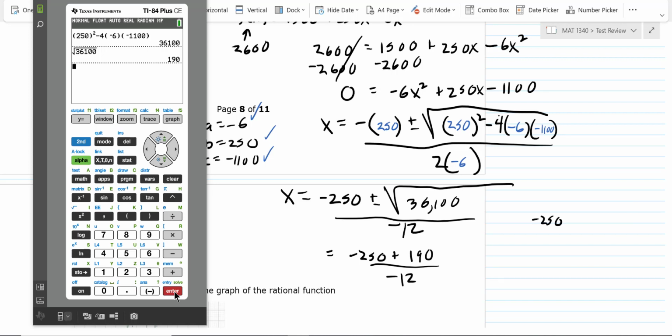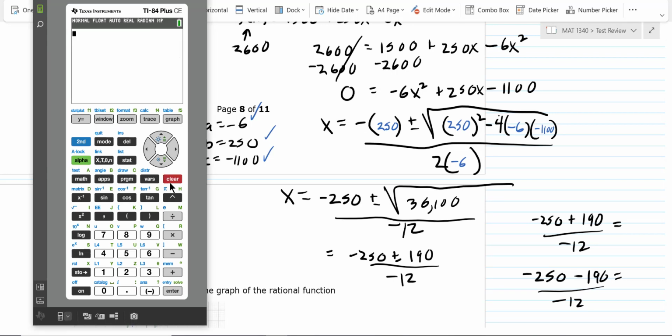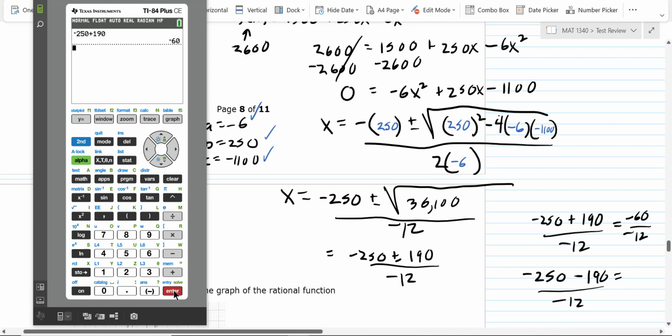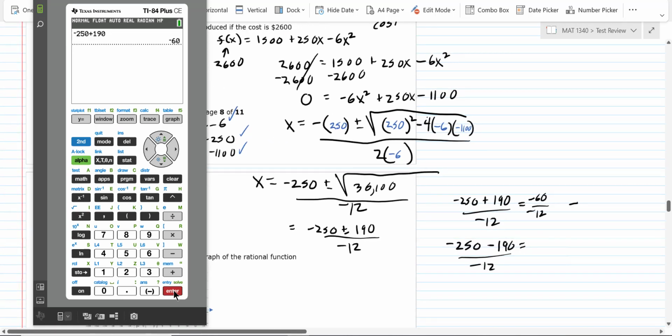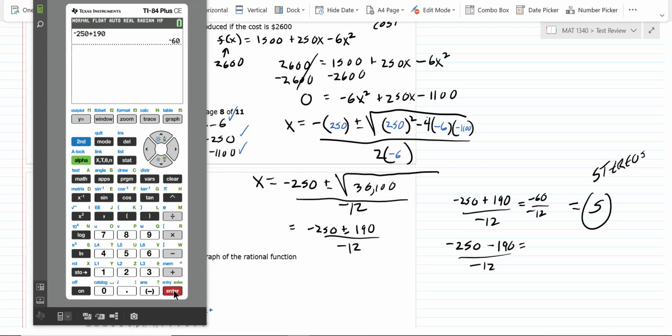You do, that should be a plus minus, negative 250 plus 190 over negative 12. We'll do that on the calculator. And then we'll also do negative 250 minus 190 over negative 12. We'll do that on the calculator, okay? All right, and if you do this, I usually do this in 2 steps. So negative 250 plus 190 gives me negative 60. So this is really negative 60 over negative 12. That's equal to 5. So that's basically 5 stereos is going to produce that cost.